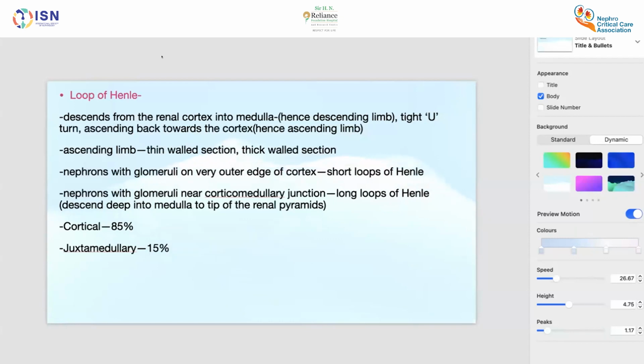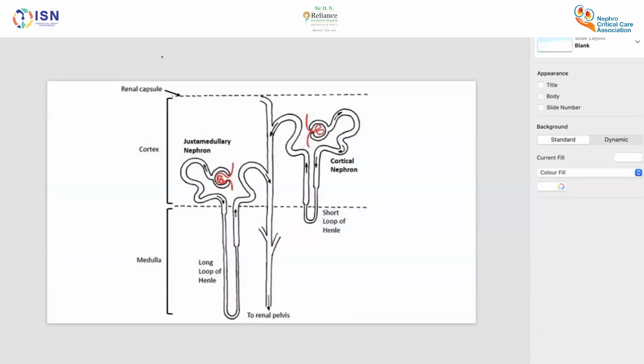The nephrons with glomeruli on the very outer edge of the cortex have short loops of Henle, and the nephrons with glomeruli near the corticomedullary junction have long loops of Henle which descend deep into the medulla to the tip of the renal pyramids. The cortical nephrons constitute almost 85% of the total nephrons, and the juxtamedullary nephrons only 15%. This is the structure of the juxtamedullary nephron and the cortical nephron.